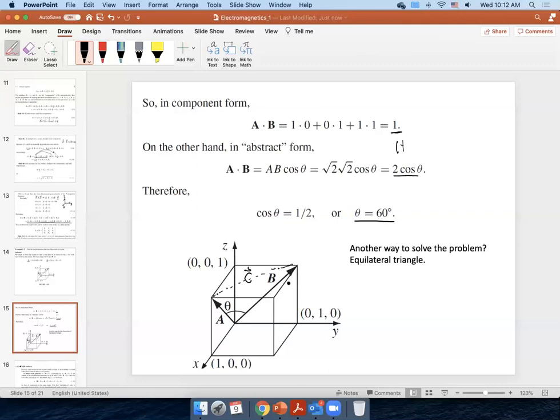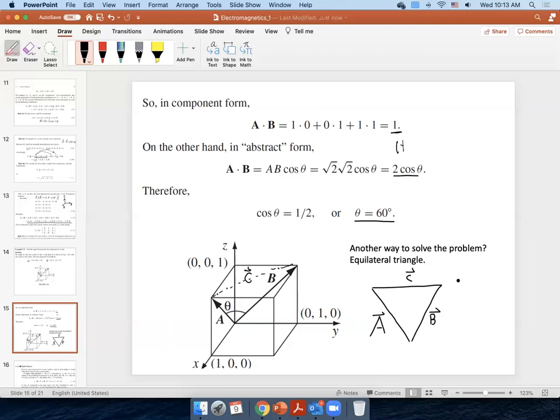Another way to solve the problem perhaps is even easier. You have A here, B here. Let's connect A and B. Connect the tip of A and B. You will have another diagonal, let's say it's C. Now, if you look at the triangle of A, B, and C, so let's say this is A, this is B, and this is C. You'll figure out in this ABC triangle, they have the same length. They're all square root of 2.